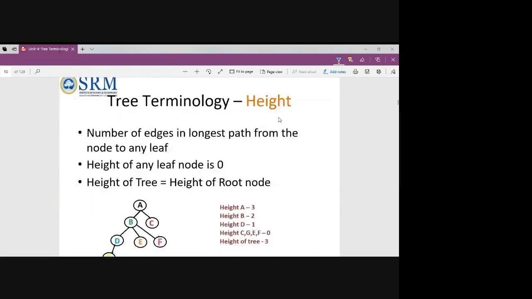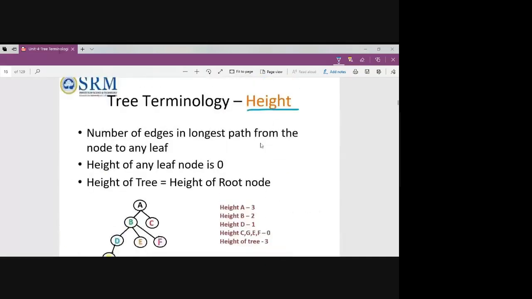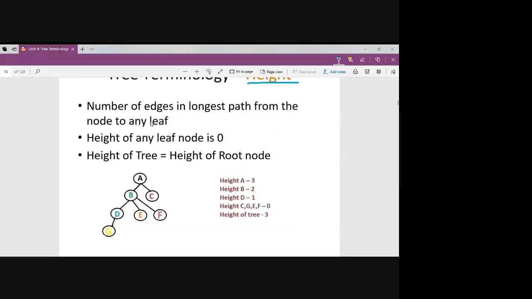Now, what is the height? The calculation of height is also very important. Height and depth, see very carefully. Height is the number of edges in the longest path from the node to the leaf. That means if I'm asking the height of a particular node, you have to calculate the number of edges from the particular node to the leaf node. Keep this line in mind: particular node to the leaf.